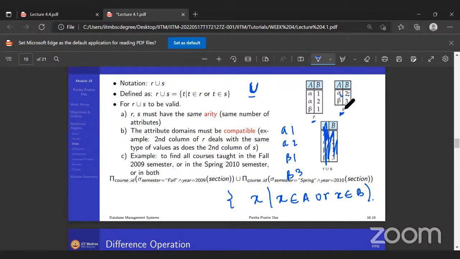Yes, sir. What do you mean by multi-set? Multi-set means it allows duplicate values. Yeah, in SQL only.